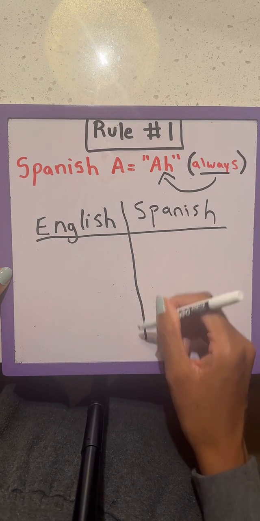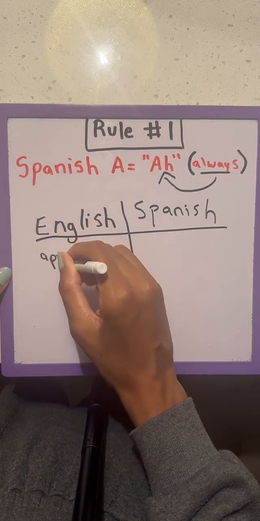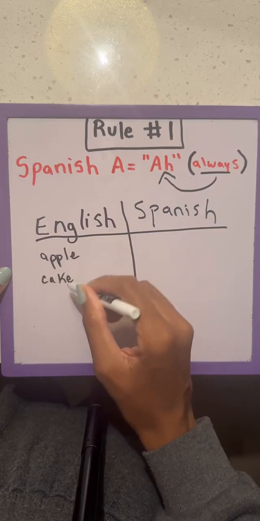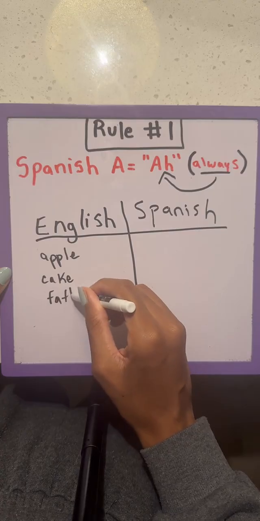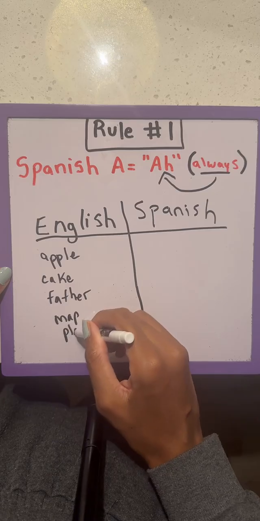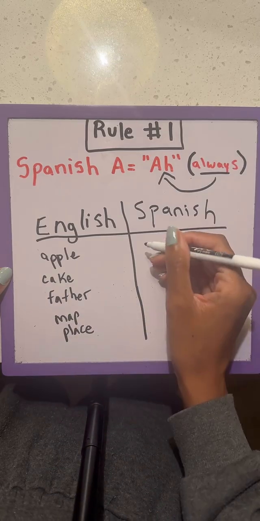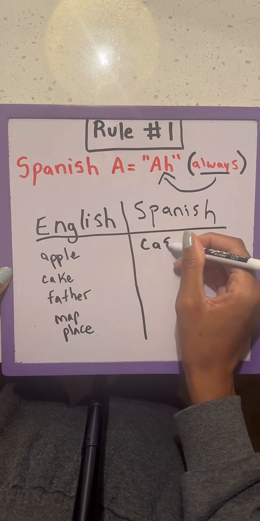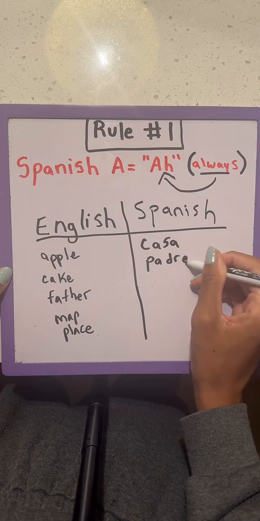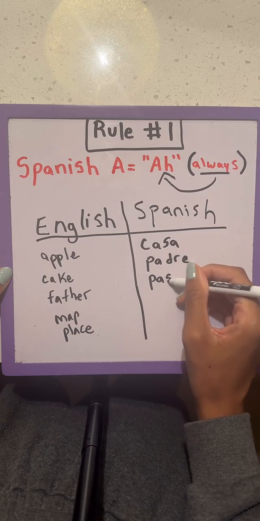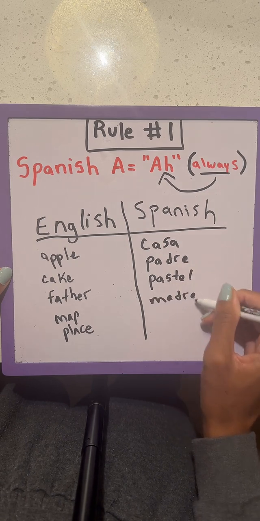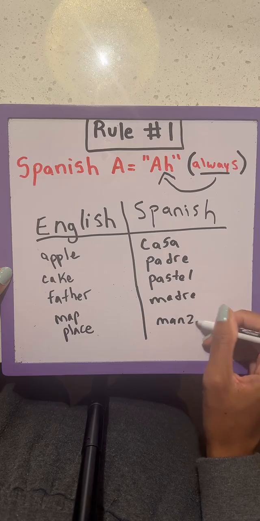So when it comes to the English alphabet, we have apple, cake, father, map, place. Then over here on the Spanish side, we have casa, padre, pastel, madre, and manzana.